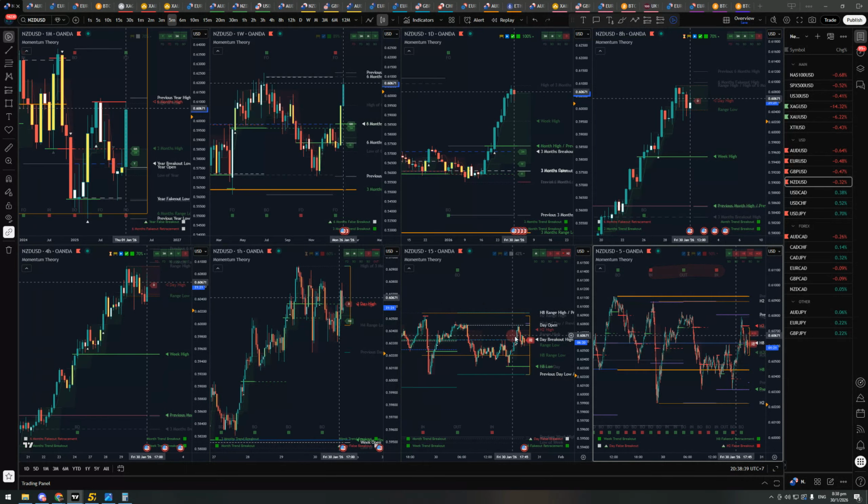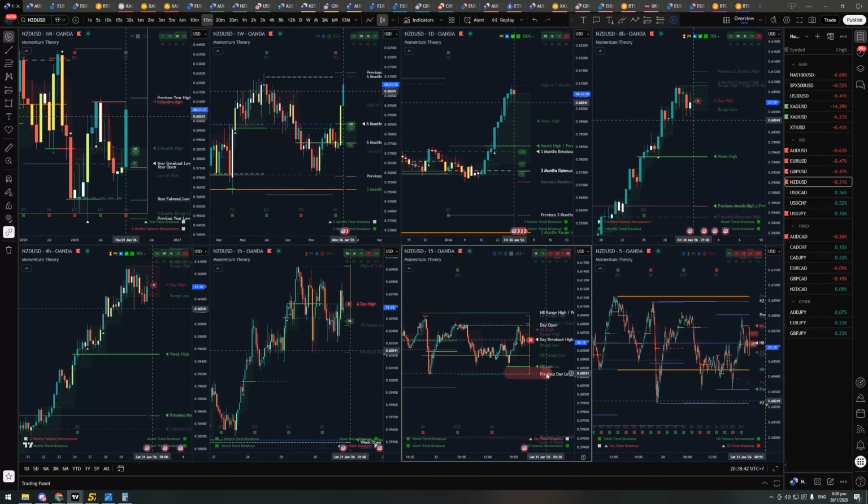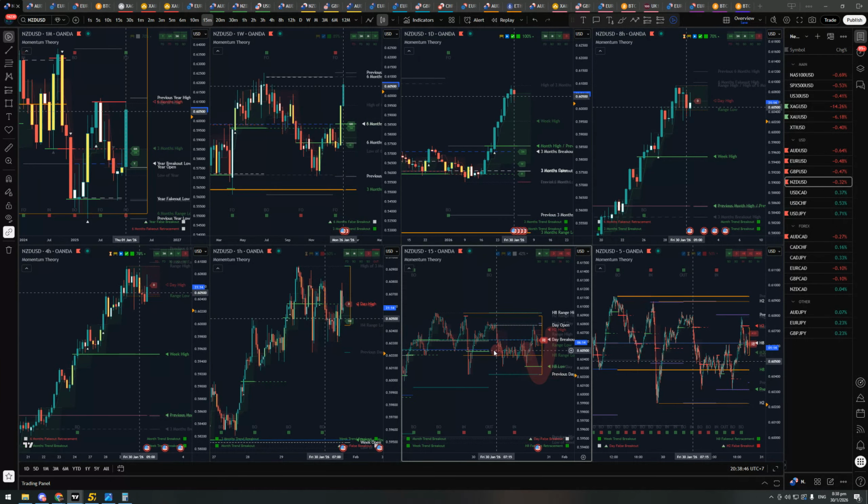Setup here is for price to come down to the previous day low. Want to see it fake out for a trend pullback move. Right now we're getting stuck in ranges. Don't really like it.